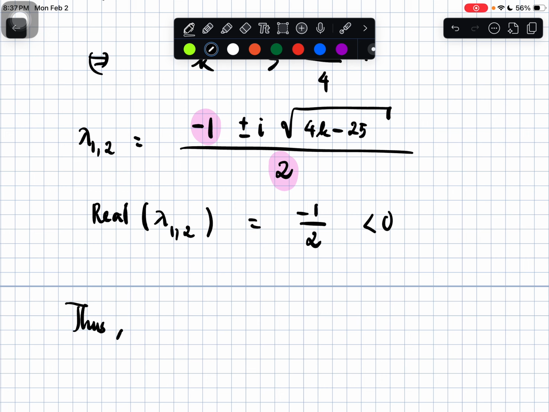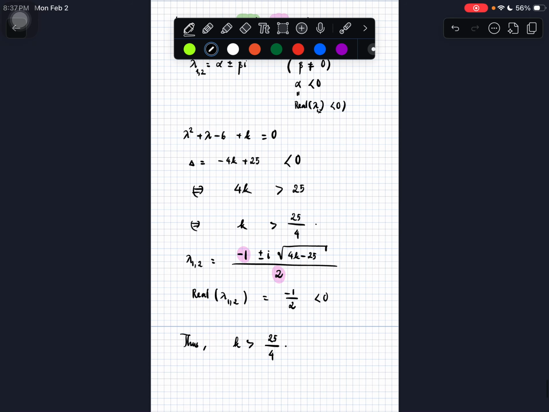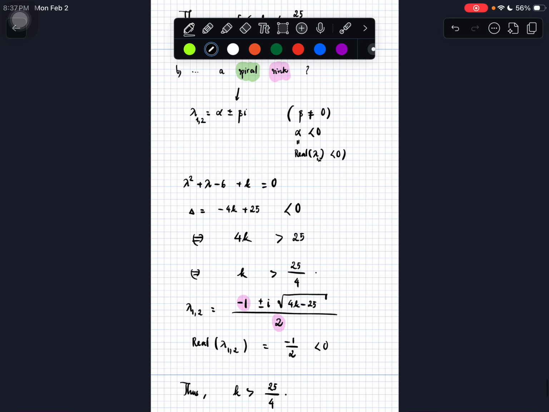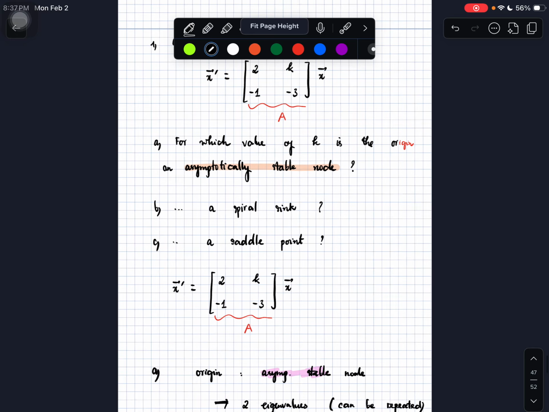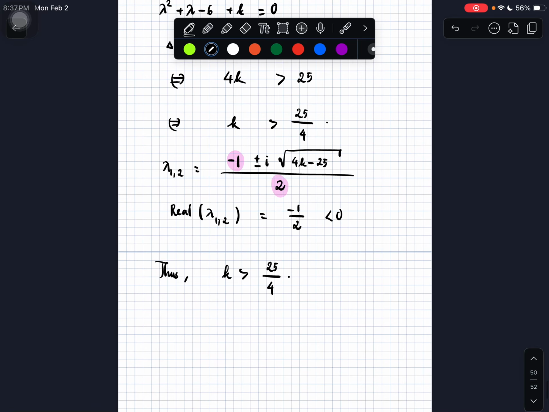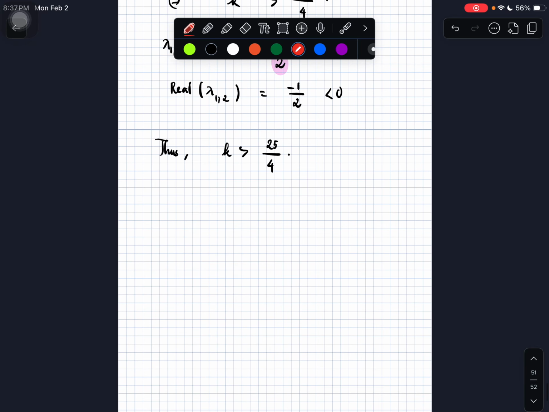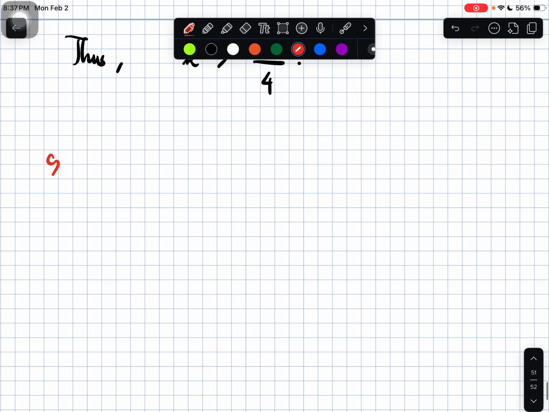In this case, we have spiral sink. We need condition k bigger than 25 divided by 4. And the last one, we want to have saddle point. The part C, we want to have saddle point. 0, 0 is a saddle point.